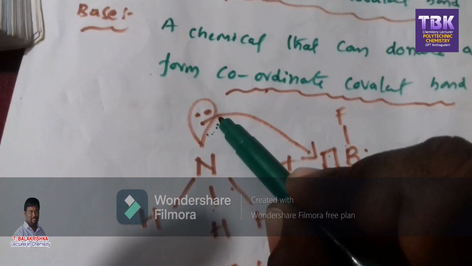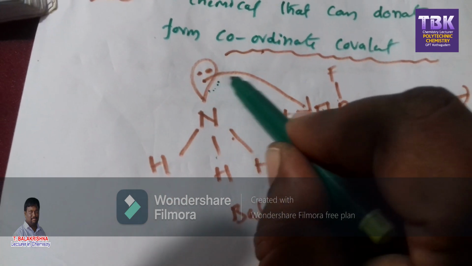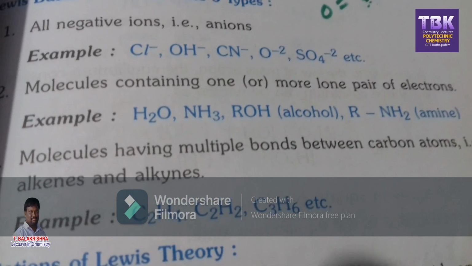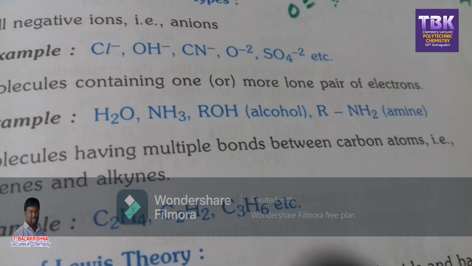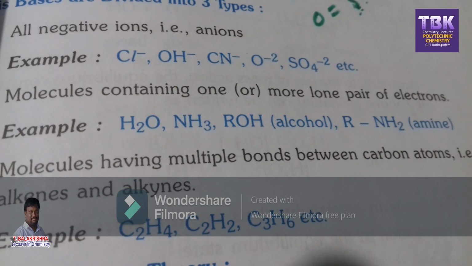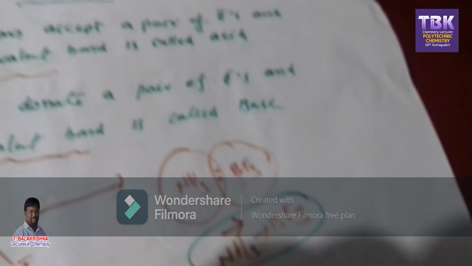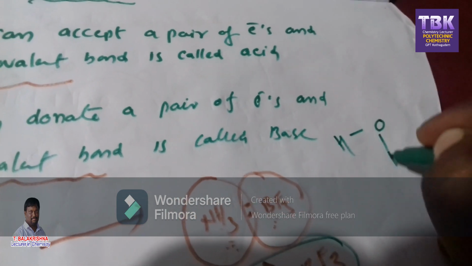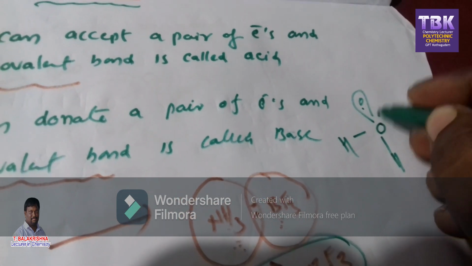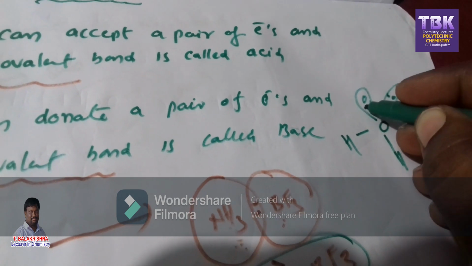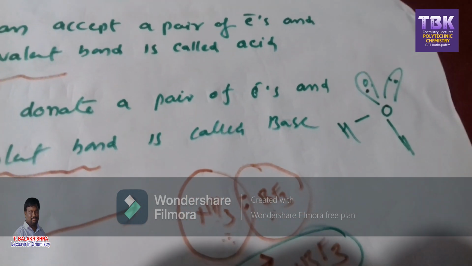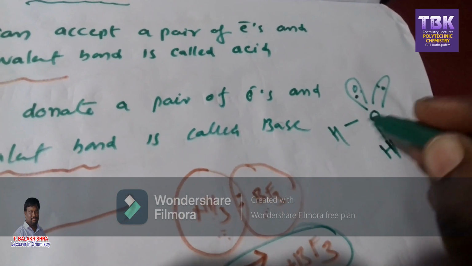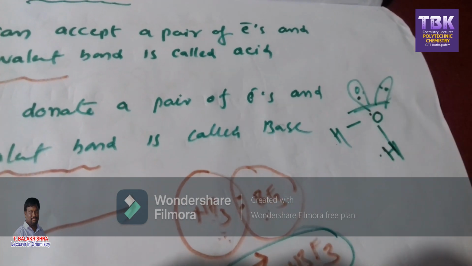So which molecule has at least one lone pair of electrons? That lone pair of electrons is donated. Here we have some examples. Water molecule and RNH2 also have a lone pair of electrons. What is the structure of the water molecule? O H H. This is the structure. It has two lone pairs of electrons, so it is ready to contribute a pair of electrons. This is the H2O structure.